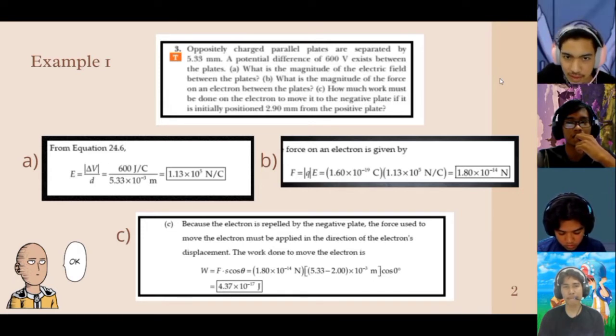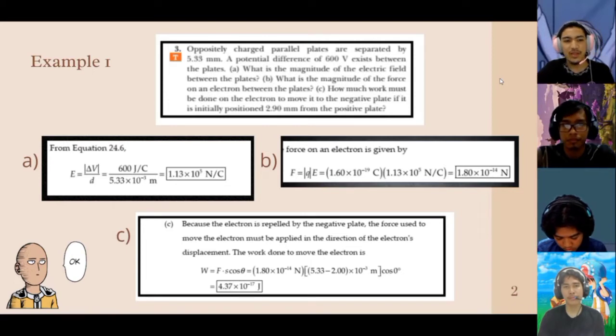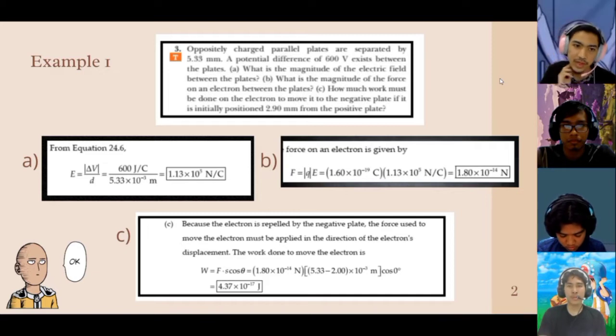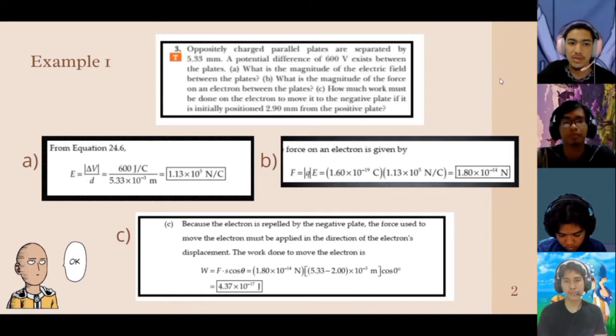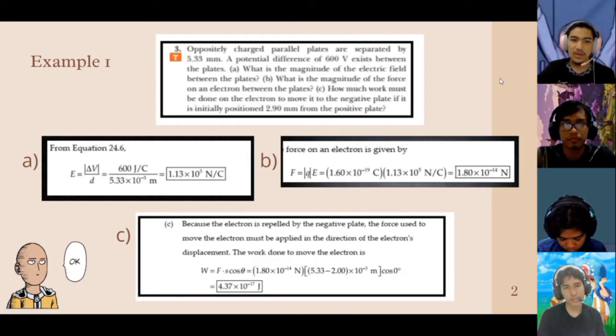Both of the values have already been given from the question above. So directly transfer the values into the formula. We will get 600 volt or joule over coulomb, divided by 5.33. Don't forget to change to the SI unit meter, so times 10 power of -3. We get the answer 1.13 times 10 power of 5 N over coulomb.